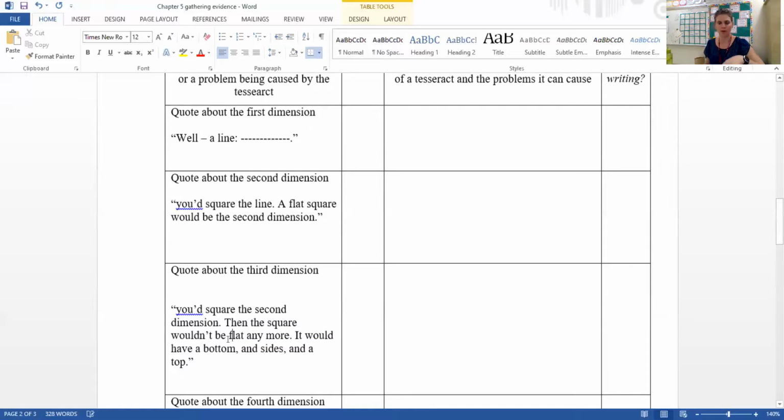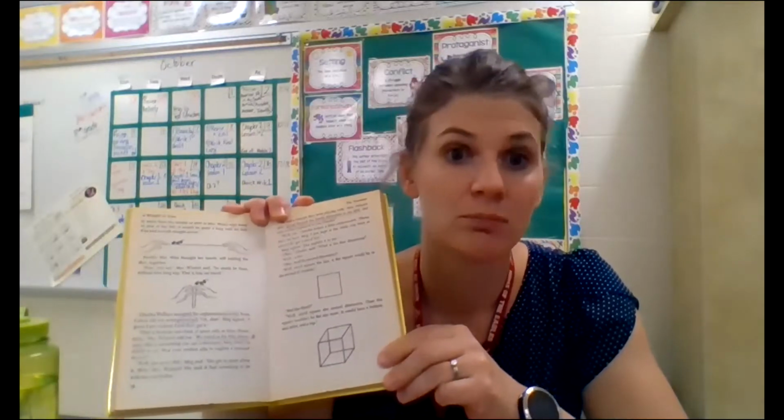I do want to point out, they never said exactly what the 3rd dimension is, but what would you call that? What would you call the non-flat square? I think I already said it. A cube. You might want to include part of that in your reasoning, your inference. Let's continue with the next few. We're trying to wrap up our gathering evidence for the tesseract.